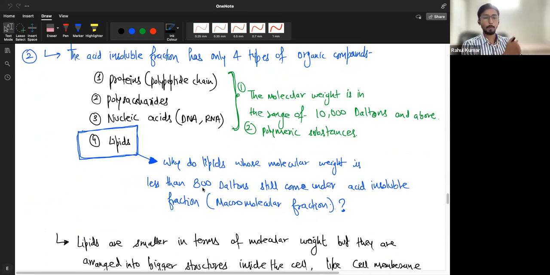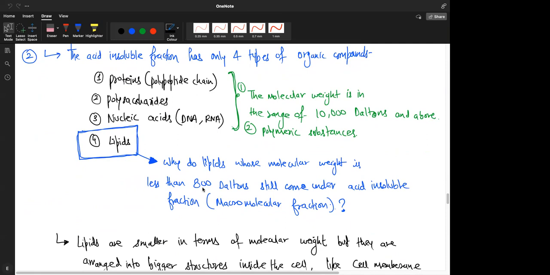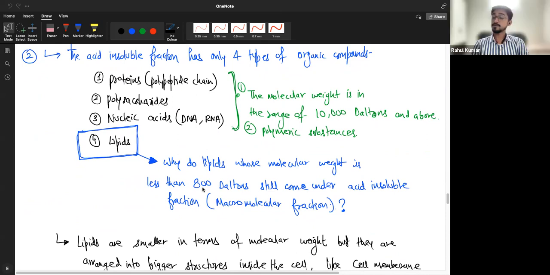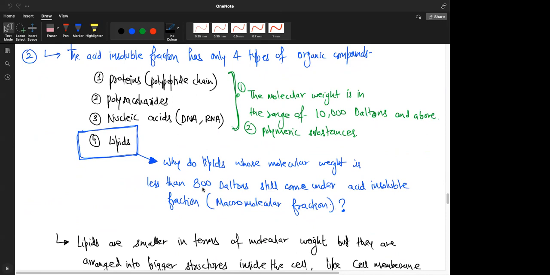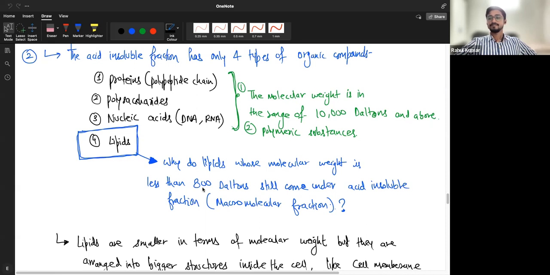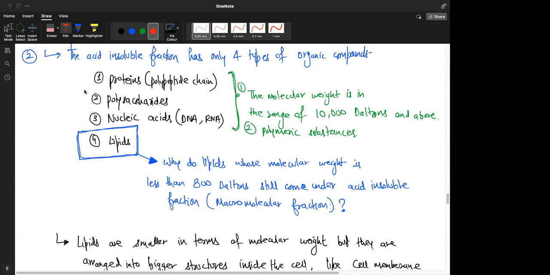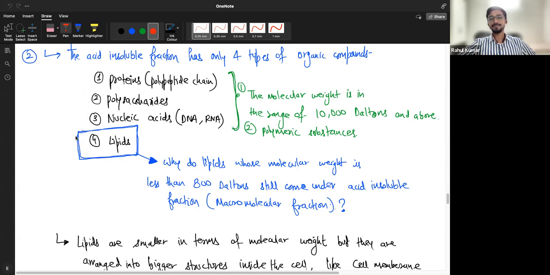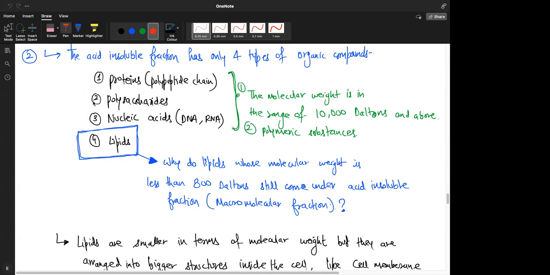So they are proteins, polysaccharides, nucleic acids, and lipids. Molecular weight is in the range of 1000 daltons and above. They are polymeric substances. Sorry, 10,000 daltons and above. Don't underestimate the power of a protein. And what's the problem with lipids? A lipid whose molecular weight is less than 800 daltons still comes under the acid-insoluble fraction, the macromolecule fraction.